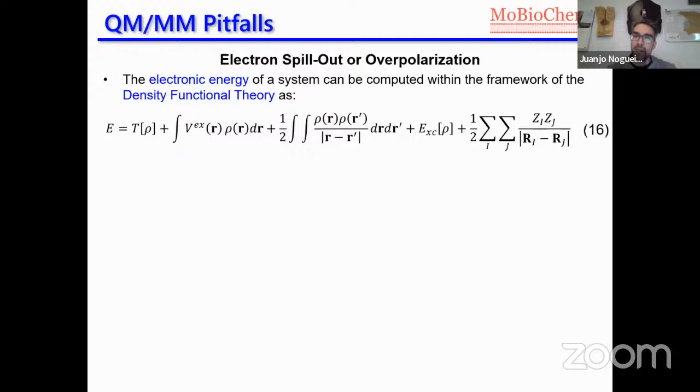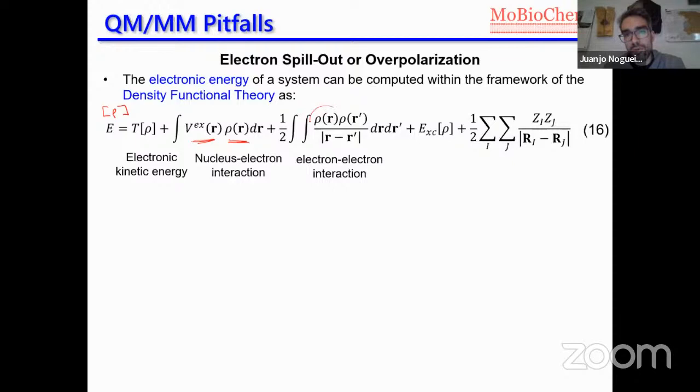So in DFT, as you likely know, the total energy is computed as the electronic kinetic energy of the system. Remember that in DFT, the energy is written as a function of the electronic density. Then we have the attraction between nucleus and electron. Remember that usually in DFT, the potential created by the nucleus is called external potential, and this is the electronic density of the electrons. Now we also have the electron-electron interaction, right?